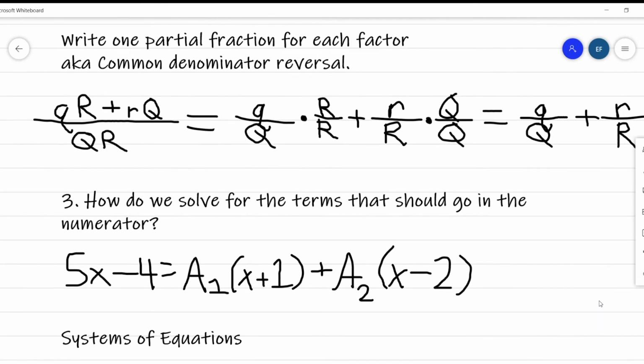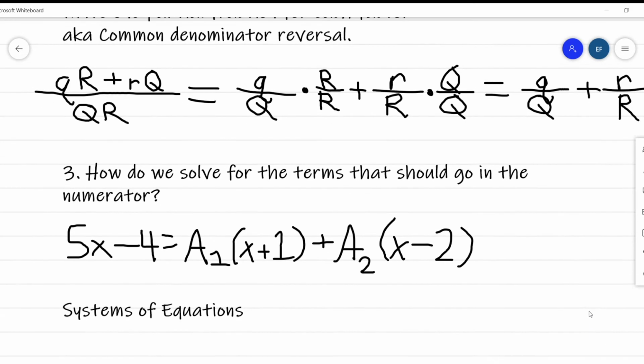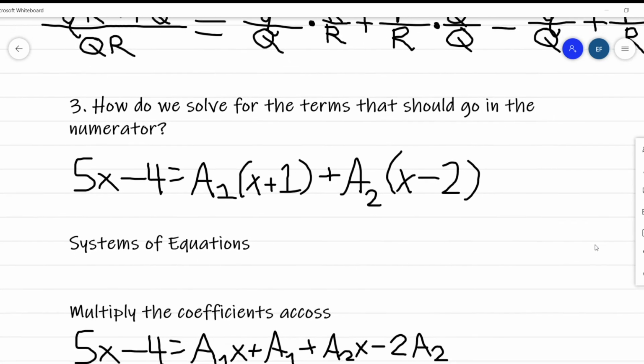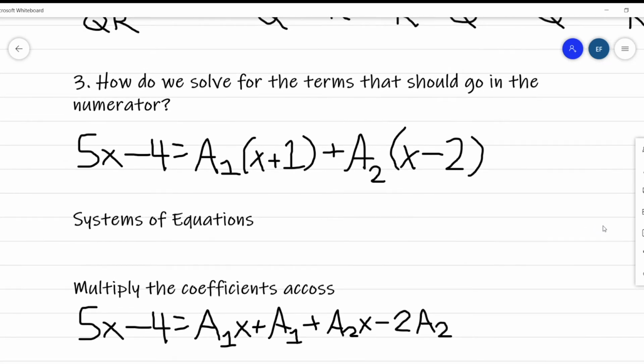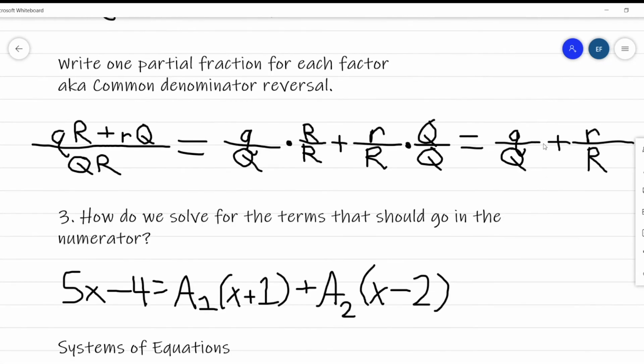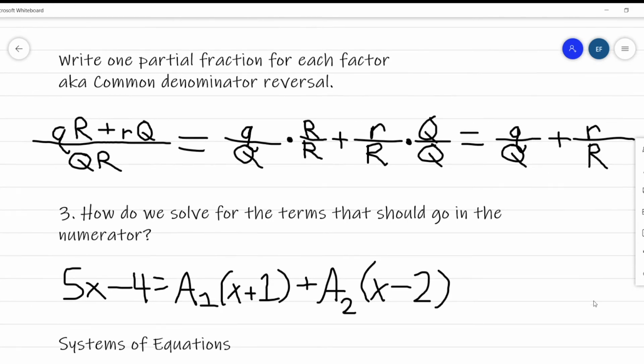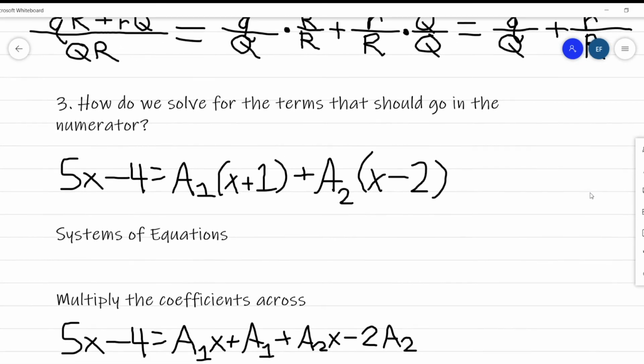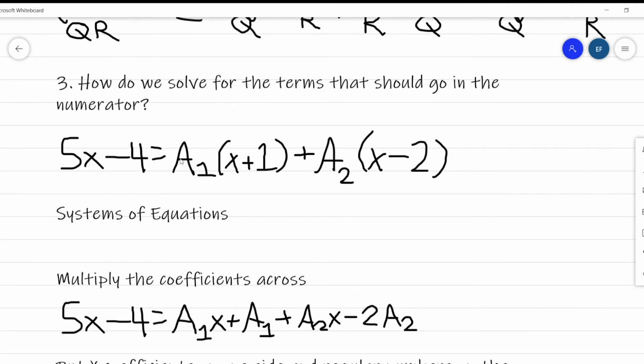Systems of equations. So what follows here will just be a basic breakdown, hopefully a review of your systems of equations skills, but here we go. First things first, let's multiply the coefficients across. So we end up with a1 times x, and then a1 times positive 1, and a2 times x, and then a2 times negative 2.